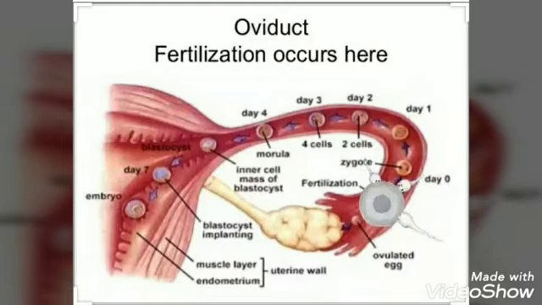Just above the ovaries are the tubes called oviducts, which are also known as the fallopian tubes. The oviducts are not directly connected to the ovaries but have a funnel-shaped opening which almost covers the ovaries. The egg cell released by an ovary goes into the oviduct through its funnel-shaped opening. The fertilization of the egg by a sperm takes place in the oviduct.